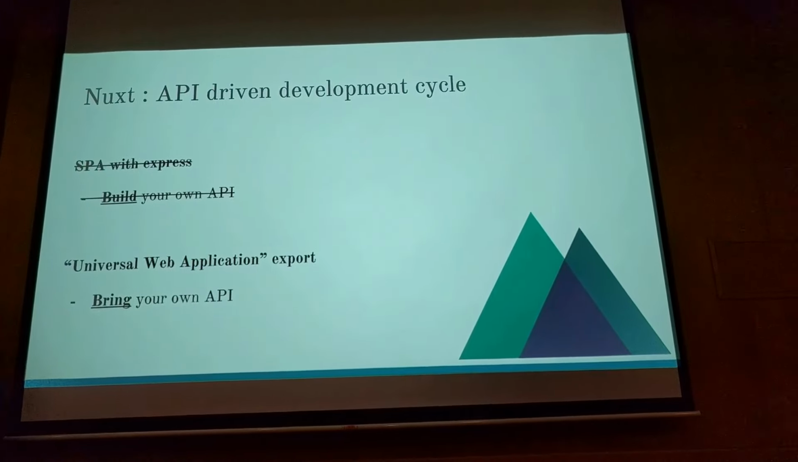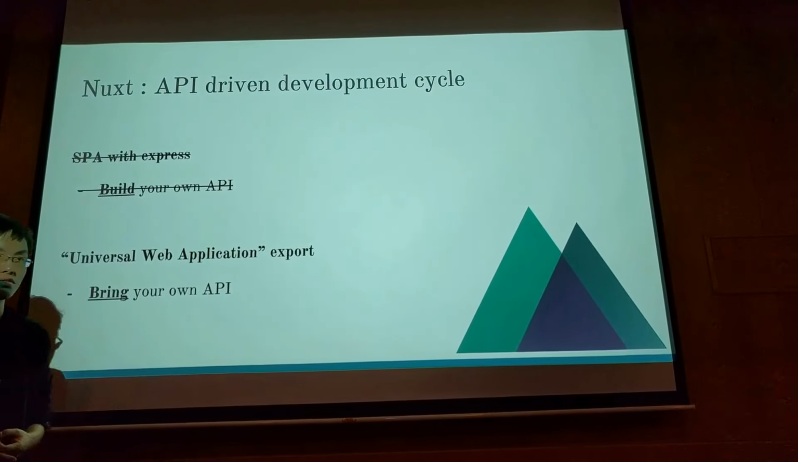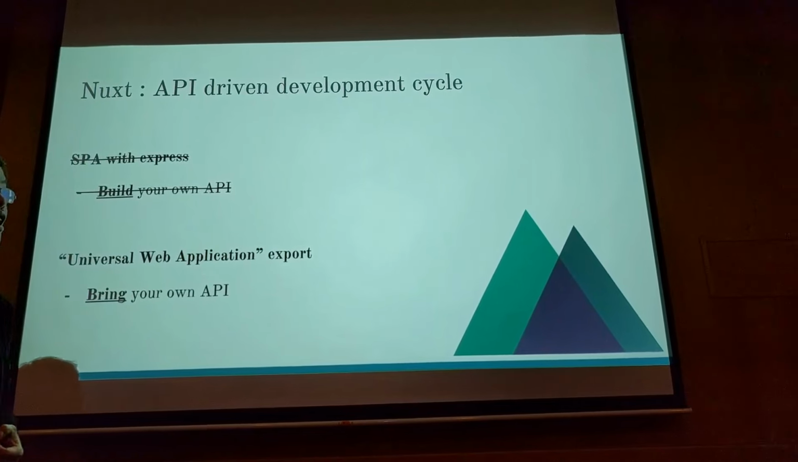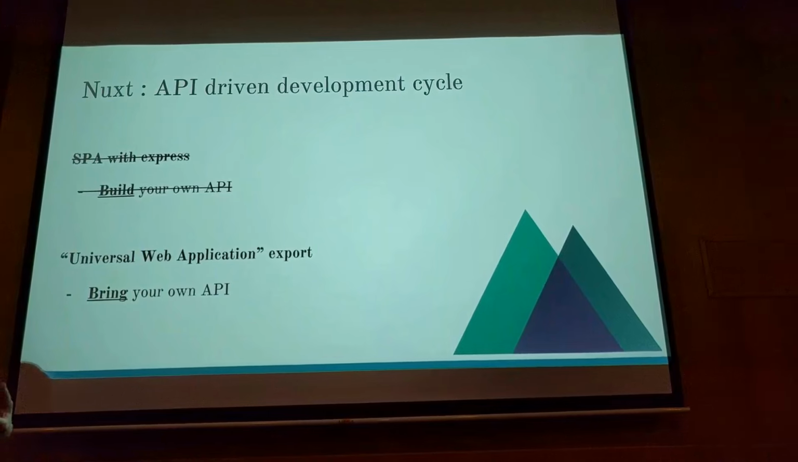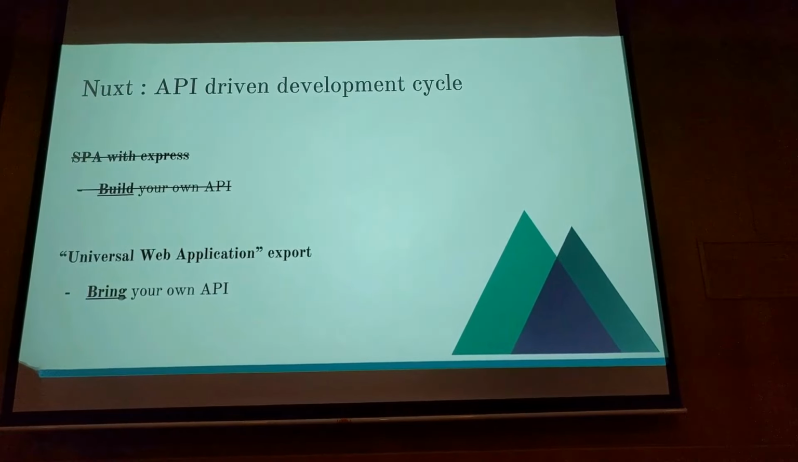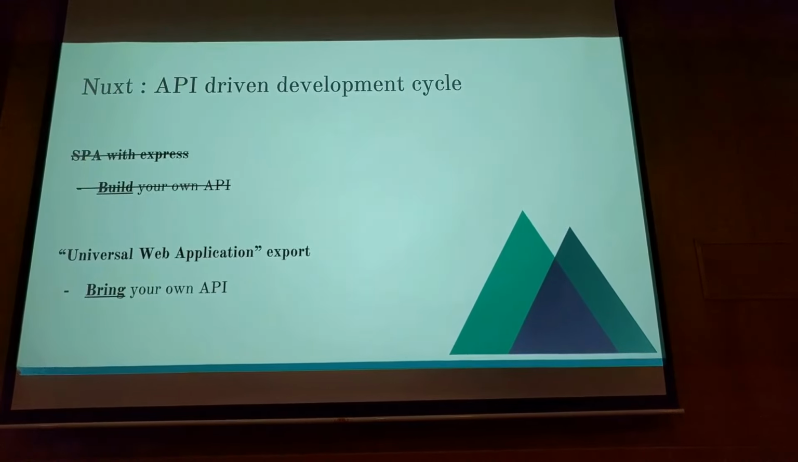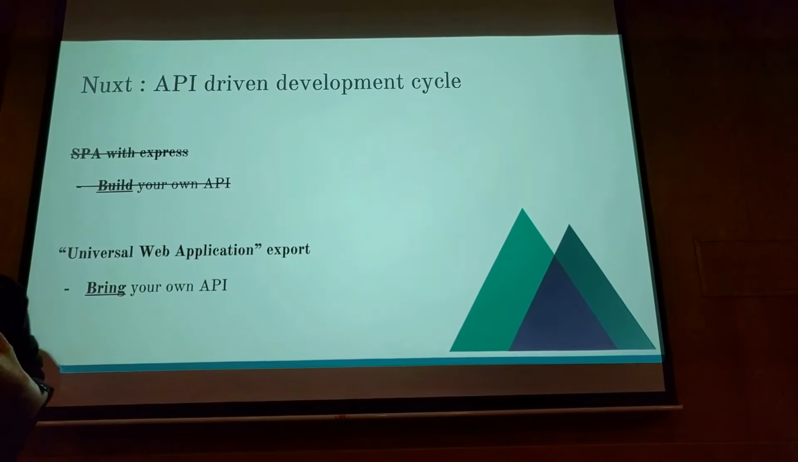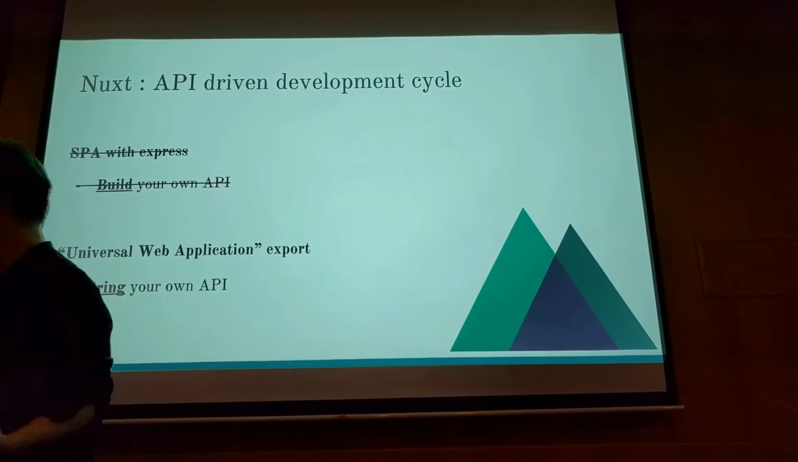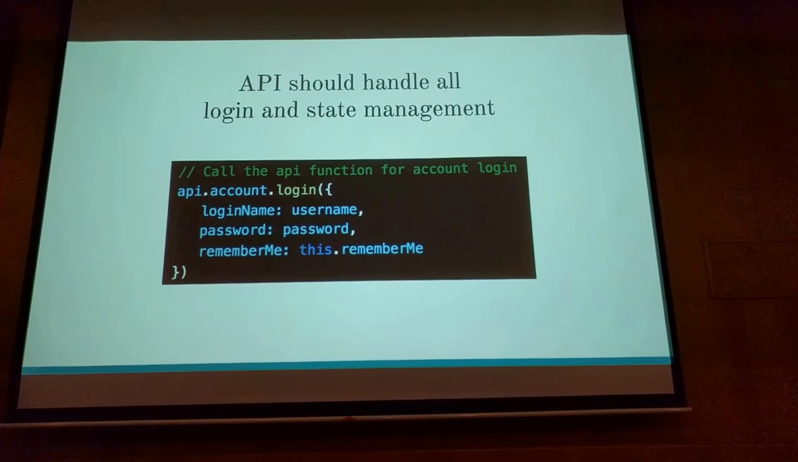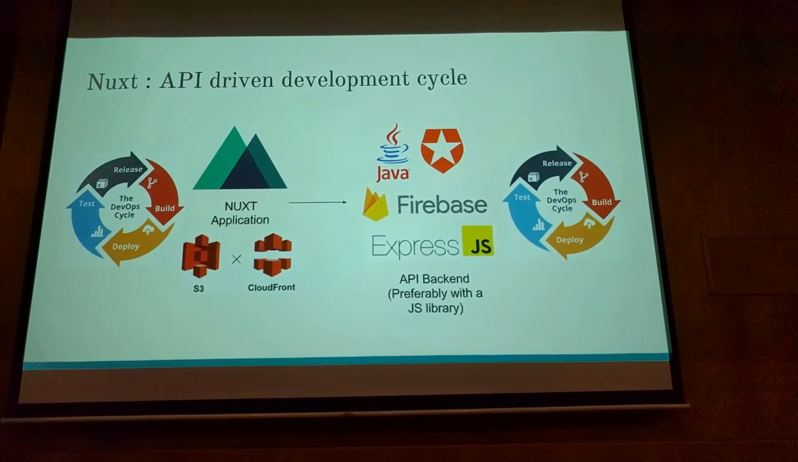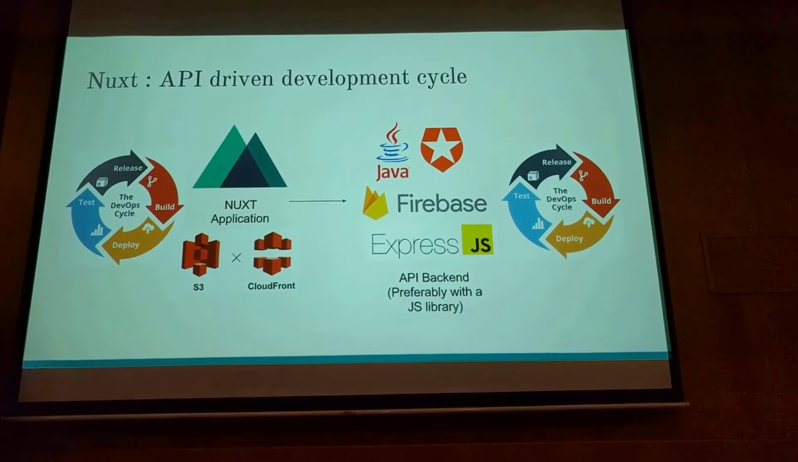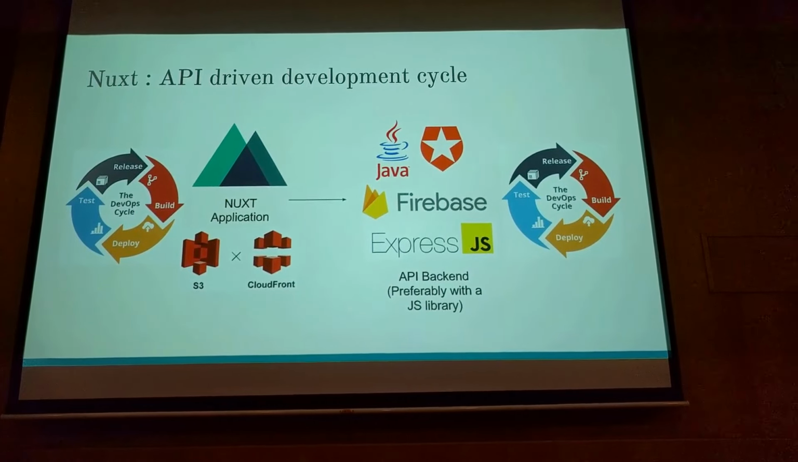So that brings me to why we use NUXT. What NUXT encourages is a very API-driven development cycle for us, and that is what benefits us mainly. By doing a universal web application export early on, instead of using Express, it forces you to separate your API from your UI, effectively bringing your own API. This was a follow-up from the previous session. Once again, the API should handle all login and state management. In that process, you can independently develop your UI or your API backend separately.